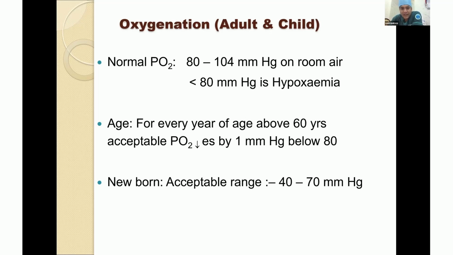With advancing age above 60, the PaO2 decreases by 1 millimeter of mercury below 80. In newborns, the range is around 40 to 70 millimeters of mercury. Anything less than 80 millimeters of mercury, we label as hypoxemia, and with advancing age it does decrease by 1 millimeter of mercury beyond the age of 60.